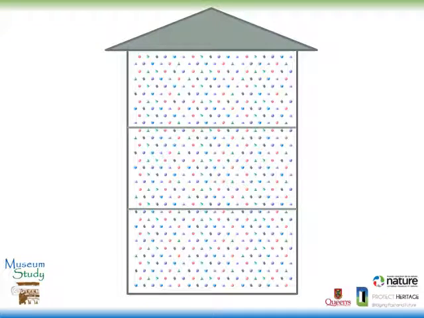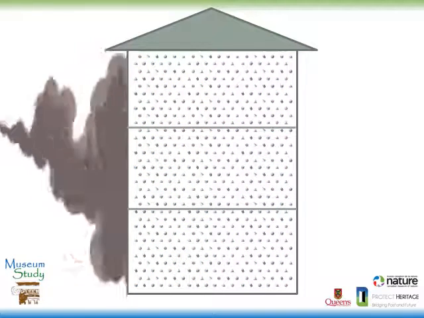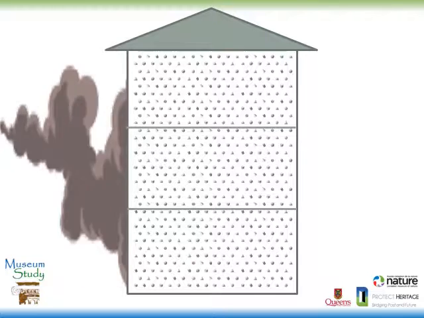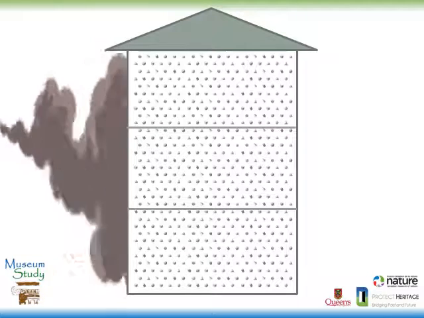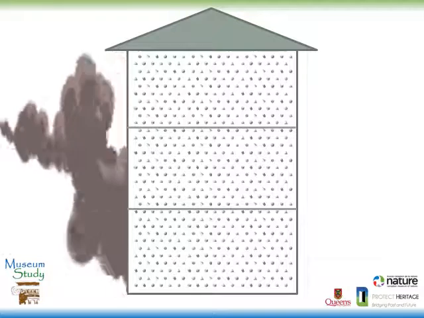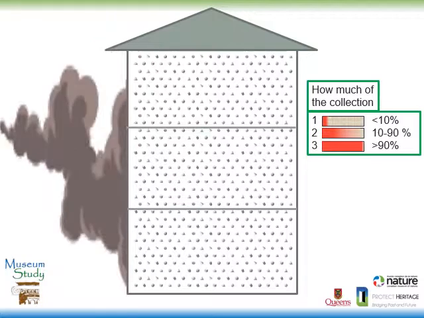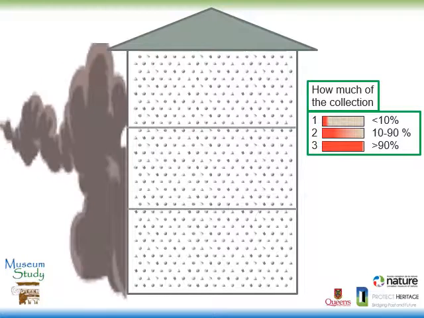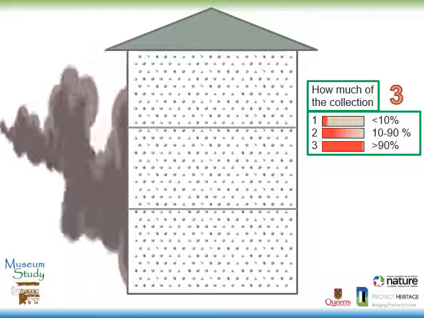Now, let's go back to our pristine collection in our 3-story building. And in this case, let's assume that there's a contaminant issue where there's a nearby forest fire causing smoke to be blown throughout the whole building and covering pretty much the whole collection with soot and that sort of thing. Well, I did mention whole collection, so when we think about how much of the collection, we're going to think the whole thing, or we'd call that a 3 for sure.